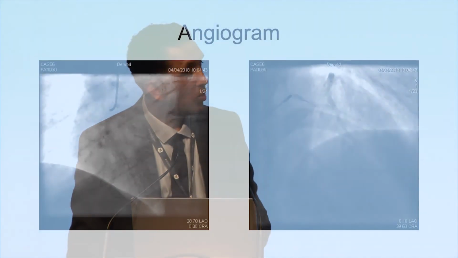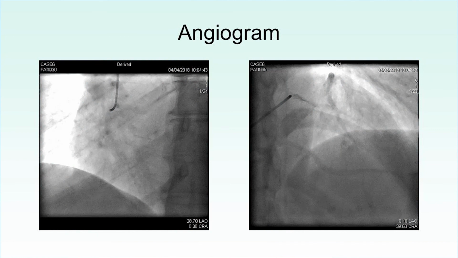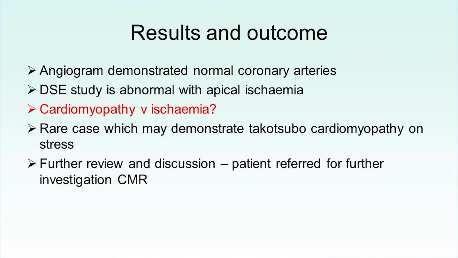So when we look at the angiogram, normal right coronary, normal left coronary. So it's quite interesting when you see this, you think, what is going on? Now, this was related to possibly a case where Takotsubo cardiomyopathy can be demonstrated on stress. With further decisions, I actually decided to push this patient on to have a CMR. So it's an interesting case.